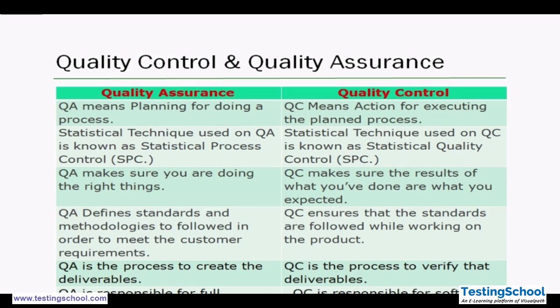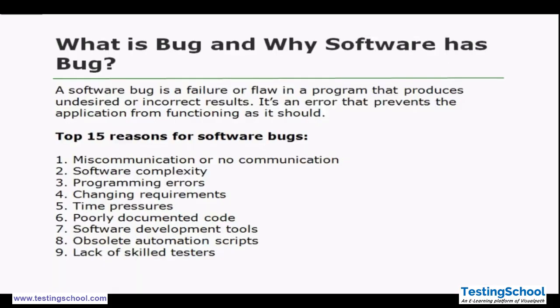QA is responsible for the full software development lifecycle, but QC is only responsible for the testing lifecycle. So in this section, we have seen what QA and QC are and the difference between these two terminologies. In the next session, we are going to see what a defect, that is a bug, is, and why software has bugs.